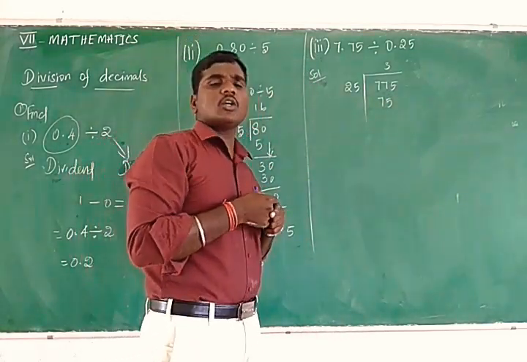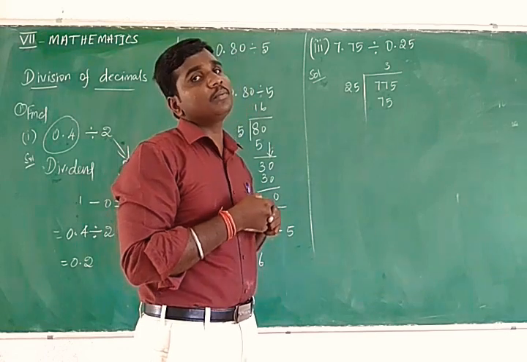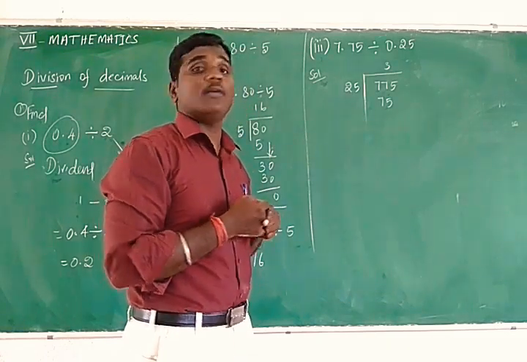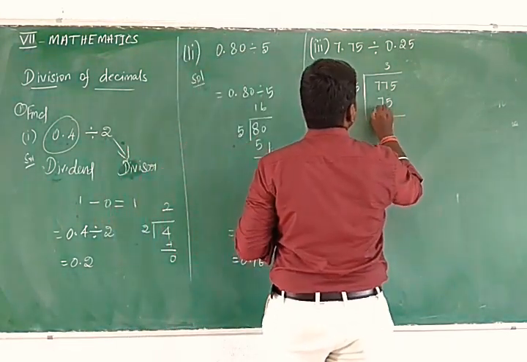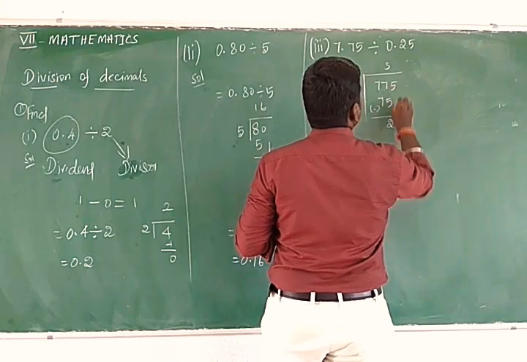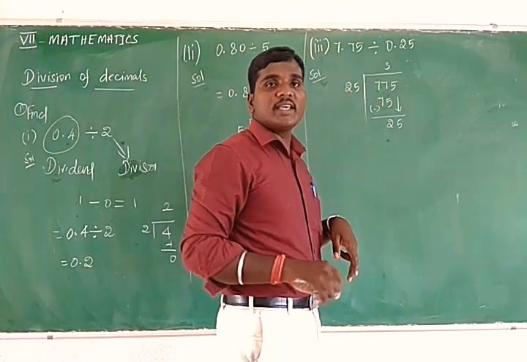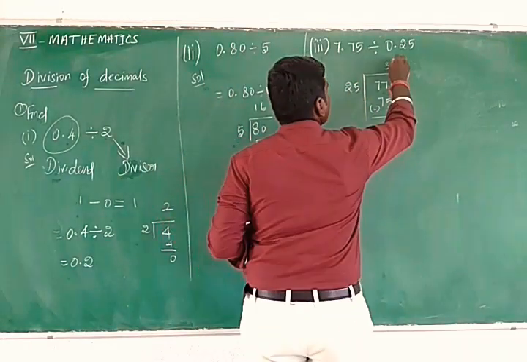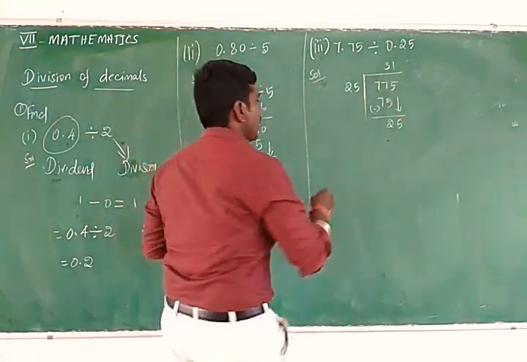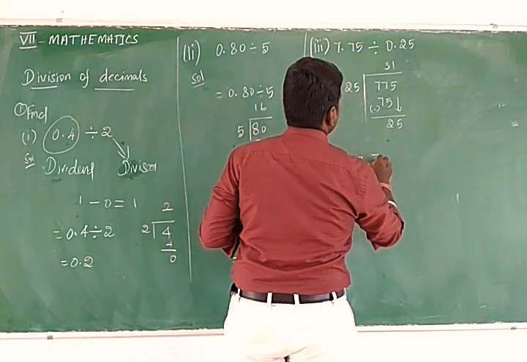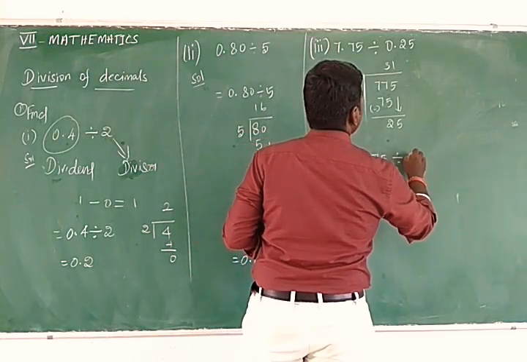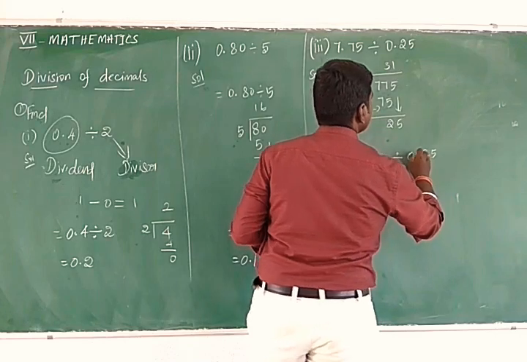3 twenty-fives are 75. 1 twenty-five is 25, 2 twenty-fives are 50, 3 twenty-fives are 75. Then subtract it. 77 minus 75 is 2. So bring down 5. In 25, how many 25s are there? 1. Okay, so the answer to 7.75 divided by 0.25.